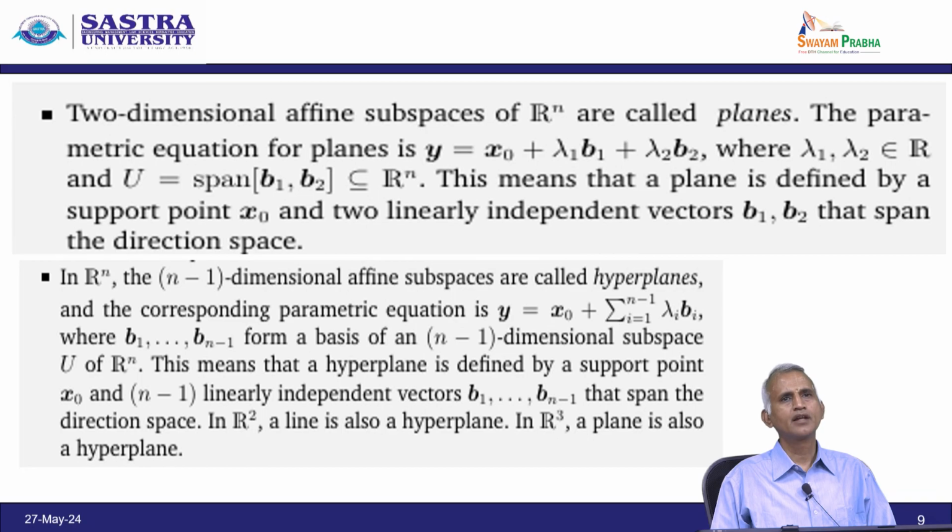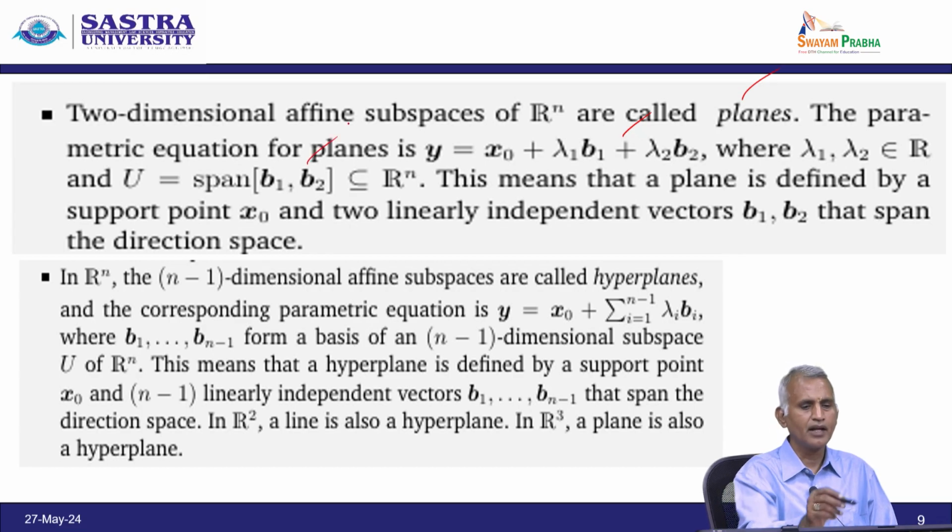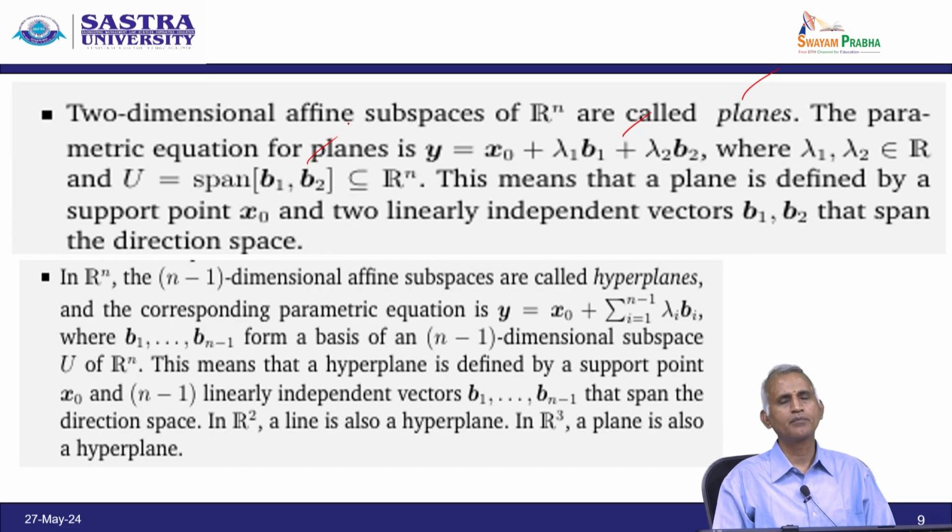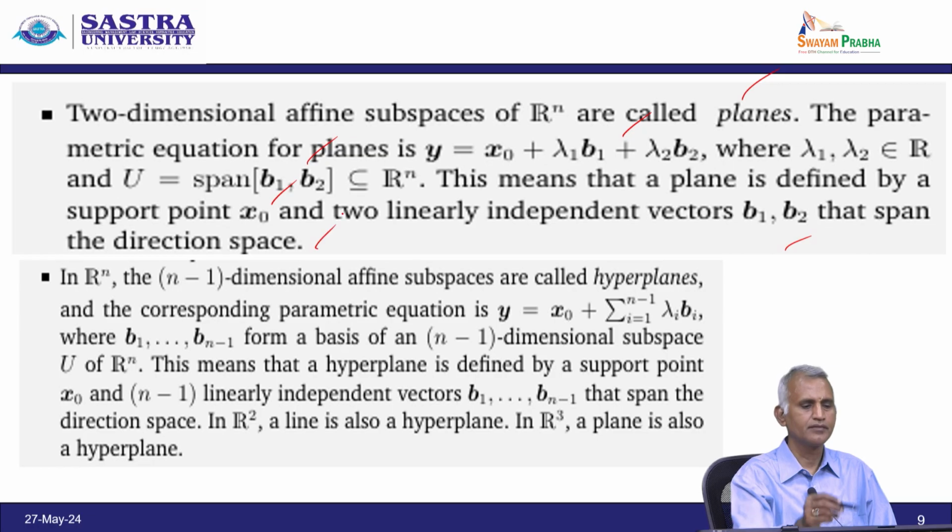The two-dimensional affine subspaces of R power n are called planes. So, the parametric equation for a plane is y equal to x naught plus lambda 1 b1 plus lambda 2 b2, where lambda 1, lambda 2 belong to the real numbers and U is the span of b1, b2, which is a subset of R power n. This means that the plane is defined by a support point x naught and two linearly independent vectors b1, b2 that span the direction space.